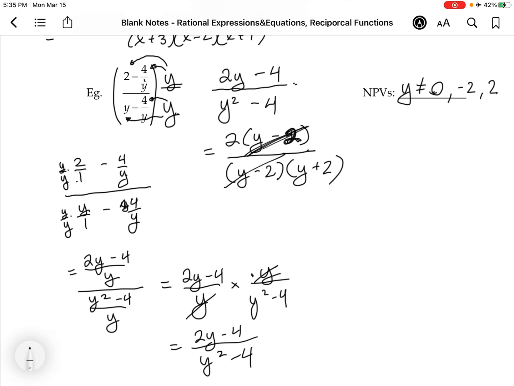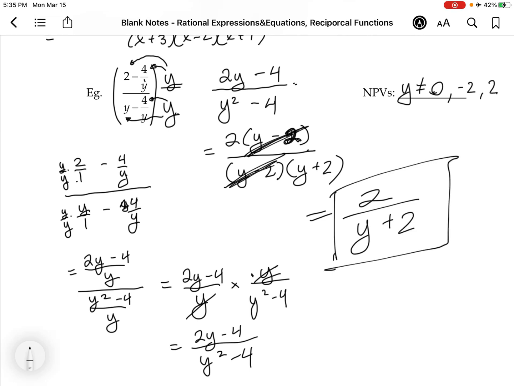Okay, and once you state those two non-permissibles, you can go ahead and cancel that common factor of y minus 2. And so all together, this simplifies to 2 over y plus 2. And there you have it.